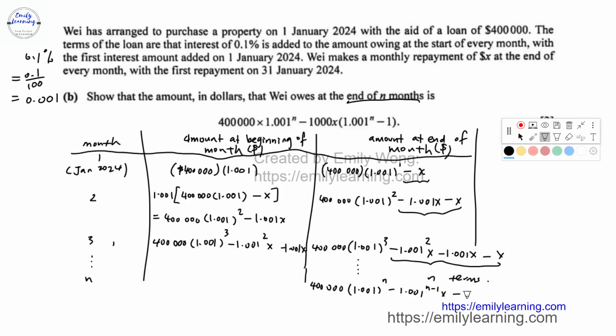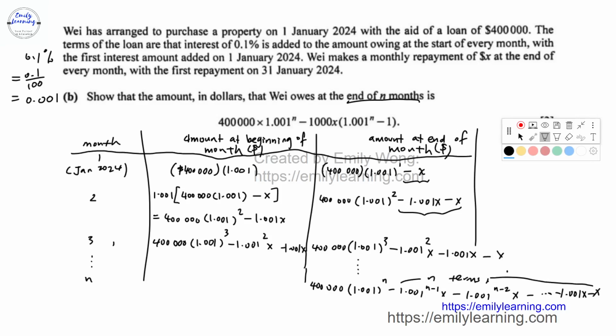Minus 1.001 n minus 2 x, all the way to minus 1.001x minus x. And I know that there are n terms here. From here to here, there are n terms. Okay, so now if you take a look at this, let's just assume this is the first term, x, 1.001x, and so on, and this is the last term. So there are a total of n terms.